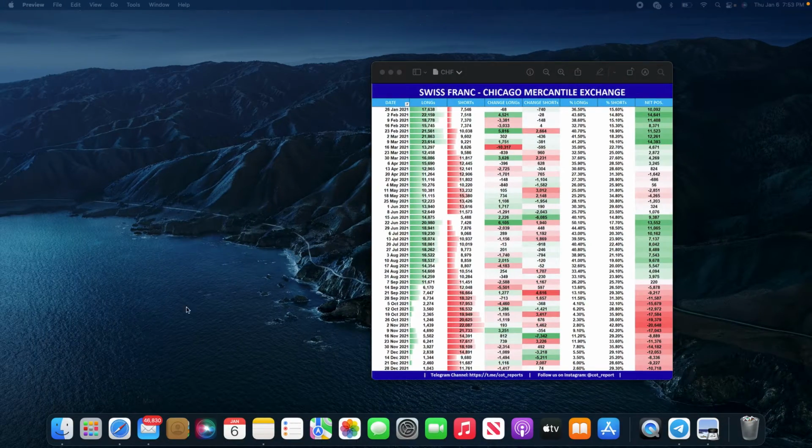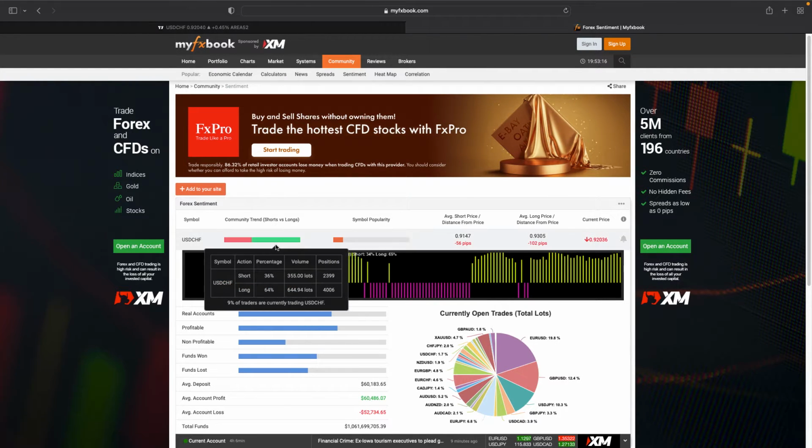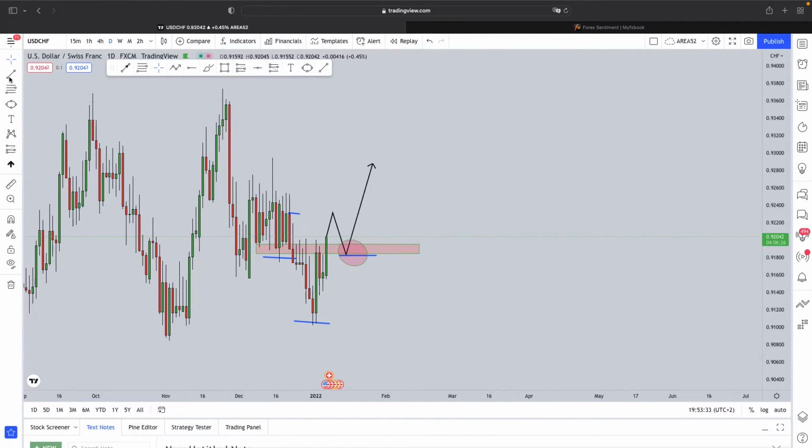Now if you look at the order flow data, so what the retail traders are doing, we can see currently we've got about 64% of retail traders buying and about 36% of retail traders selling. Now I always say that you don't want to be on the side of the retail traders. In this case, you also still don't want to be on their side, because the one thing you do not want to do is buy this market at the current price, because it is testing a very strong structural area as well.